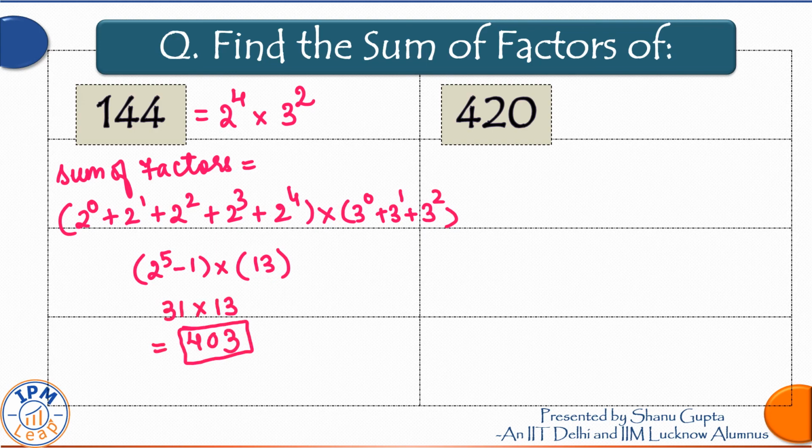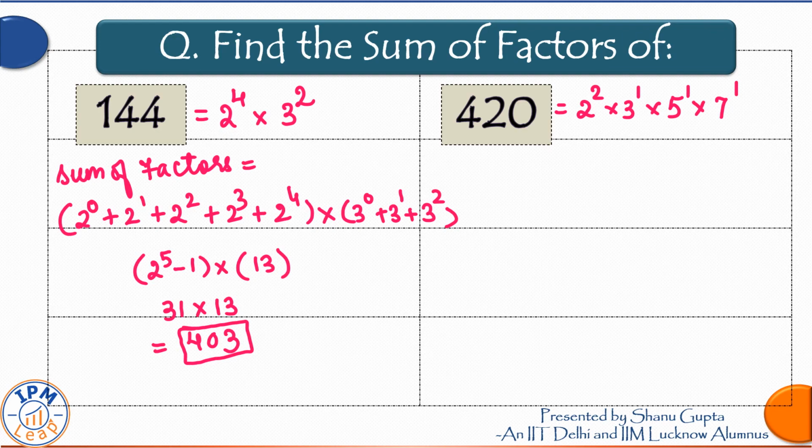That's our answer. Next number is 420. Prime factorization format of this number is 2 raised power of 2 into 3 raised power of 1 into 5 raised power of 1 into 7 raised power of 1.